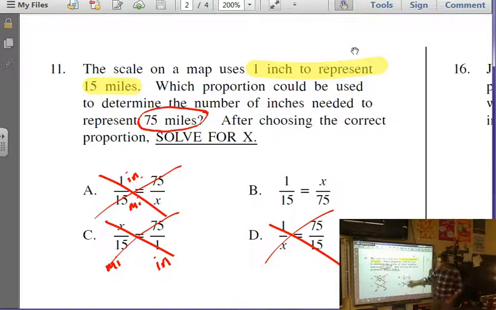When we look at B, we have inches over miles. X is my unknown number of inches.